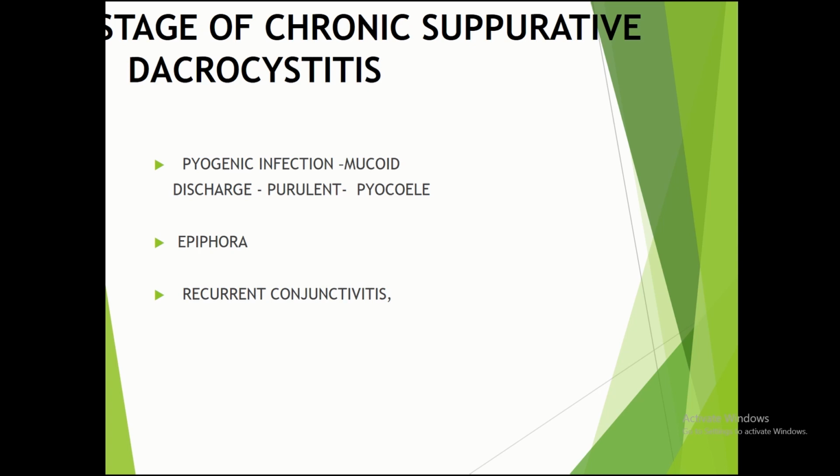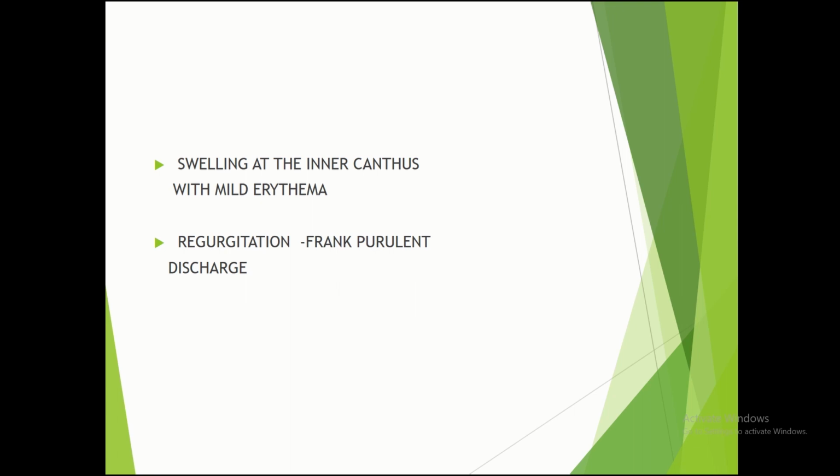So coming to the stage of chronic suppurative dacryocystitis. This is a pyogenic infection. You can get a mucoid discharge or a mucopurulent discharge. It's called a pyocele. There will be constant epiphora, and recurrent conjunctivitis can also occur. So there will be swelling in the inner canthus with mild erythema. When you give pressure on the sac or you do syringing, you will get regurgitation of a frank purulent discharge.